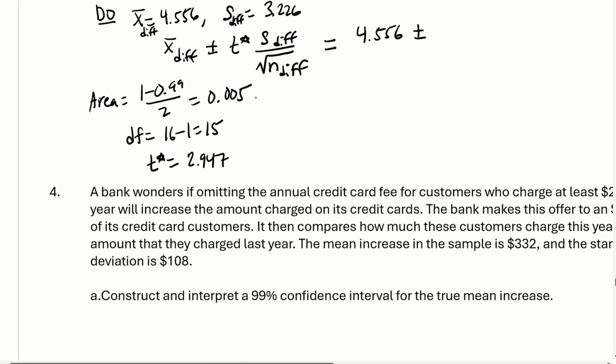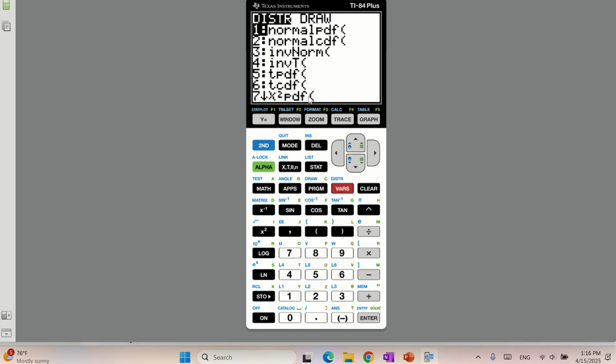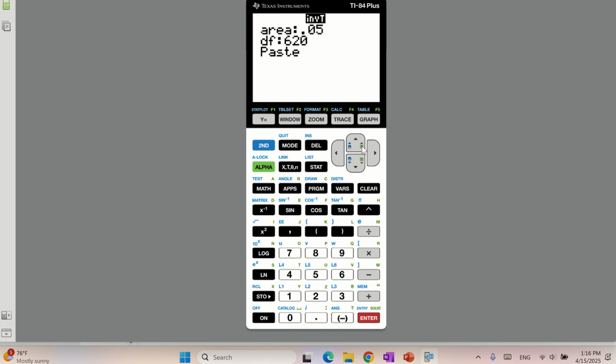And we'll show you how to do this on the calculator. All right, guys, so on the calculator, you want to make sure you hit second vars, and then you're going to want to go to inverse T. And then you want to put in the area, which is 0.005, and then the degrees of freedom, which was 15. And there you go, you get negative 2.947. So yeah, on the table we got 2.947, so that makes sense.